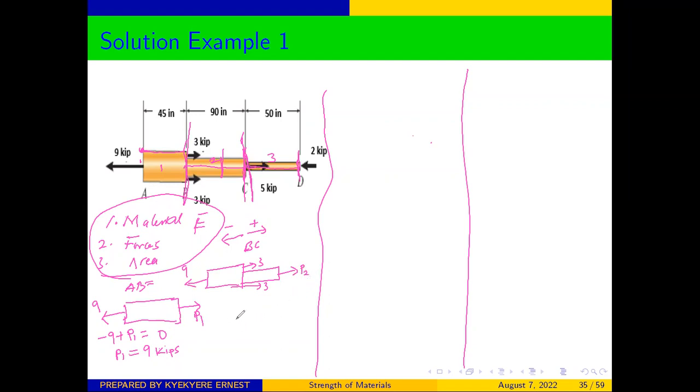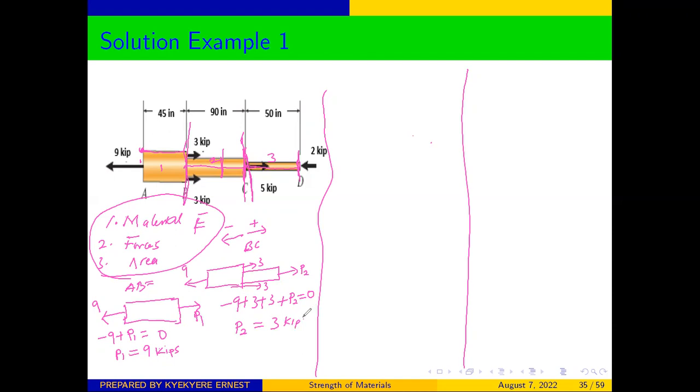Once you have been able to do that, we can write our equilibrium equation. The 9 is going to the left, so we have -9. The 3 is going to the right, plus 3. This 3 is also going to the right, plus 3. This P2 is going to the right, so plus P2 will be equal to 0. Then we can make P2 the subject. From there, P2 will be equal to 3 kips, because this will be negative, you send it to the other side, which gives you 3 kips.